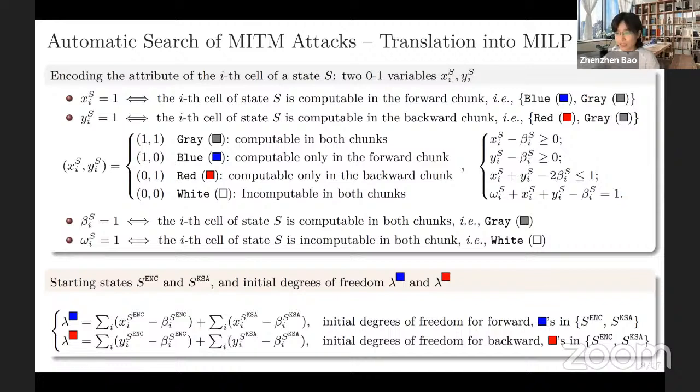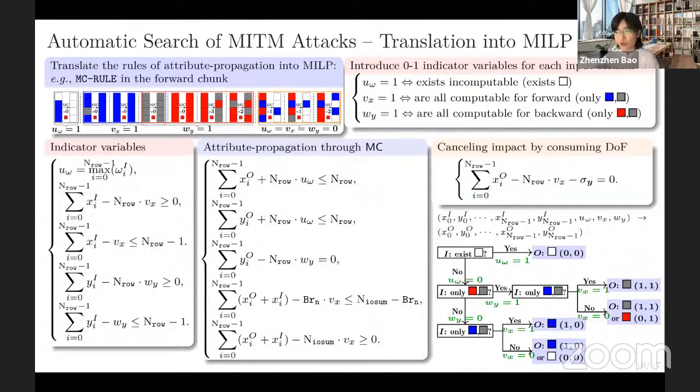The attribute of each cell of each state is encoded using binary variables, indicating whether the cell is computable for each chunk. Initial degrees of freedom are defined according to the attribute of cells in the selected starting state. The rules on how attributes are propagated through each round operation are translated into linear inequalities. Additional binary variables are introduced to indicate the conditions of case-by-case rules.